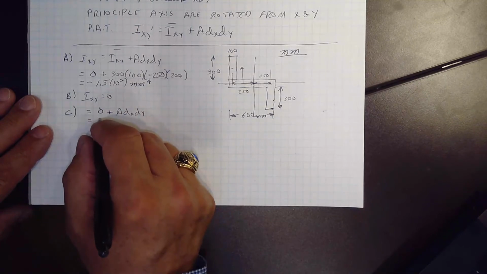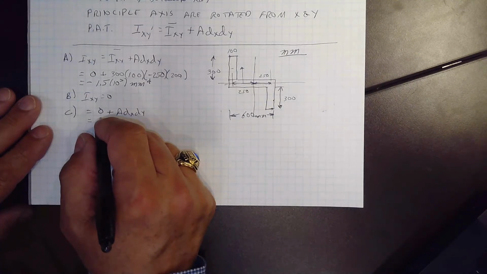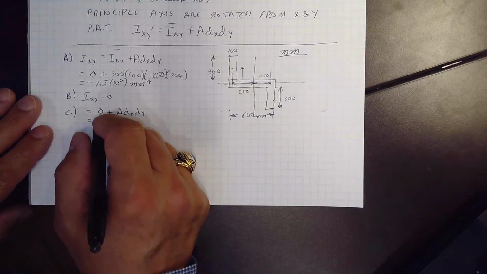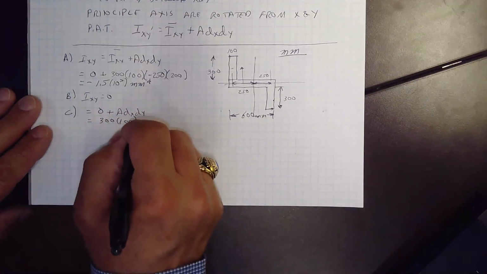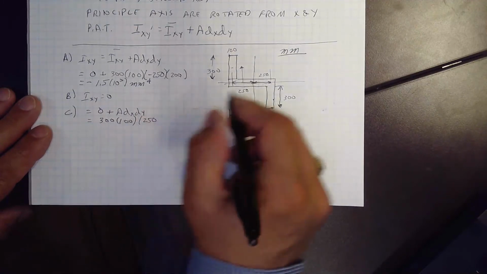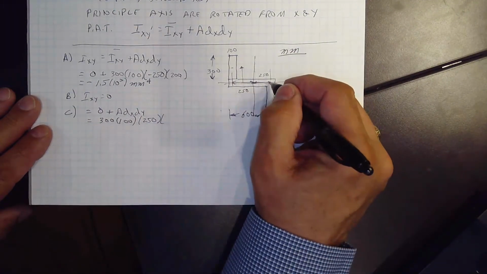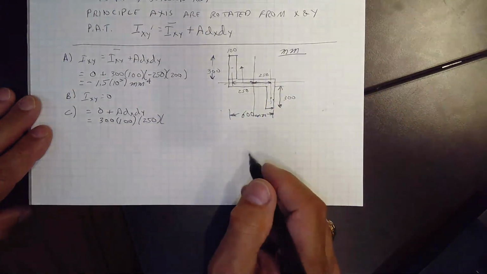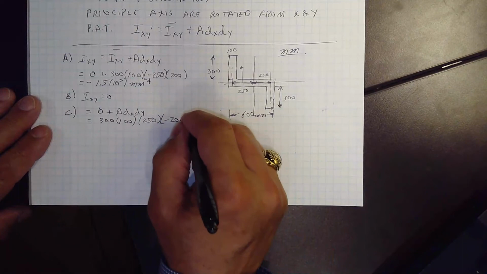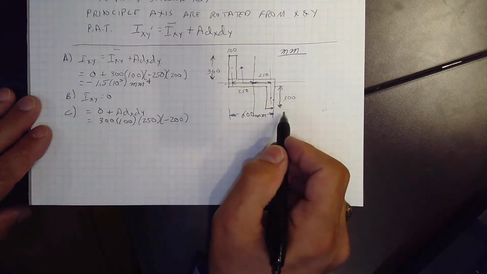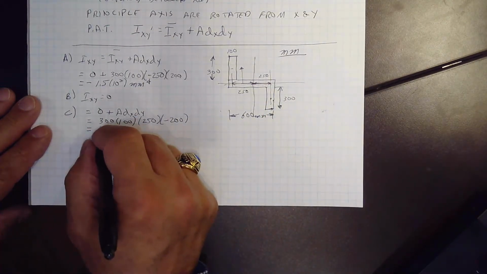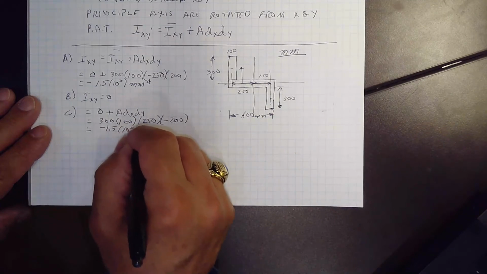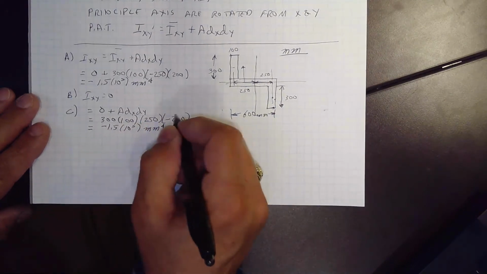So that's equal to that area, which is 300 times 100 times 250, because we're going from here to here. But now we're going down. Uh-oh. Now we're going down. So you go down 200. So based on the axes we picked, we have a negative distance to that centroid. And that comes out to negative 1.5 times 10 to the 9th millimeters to the 4th.